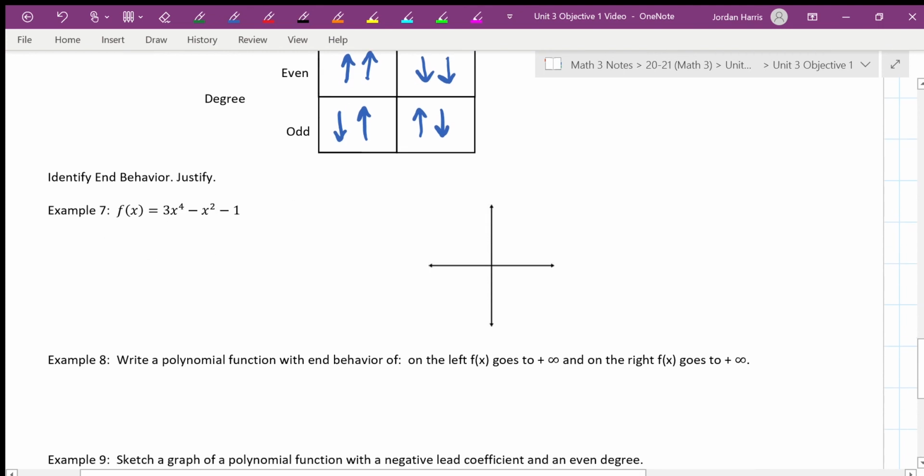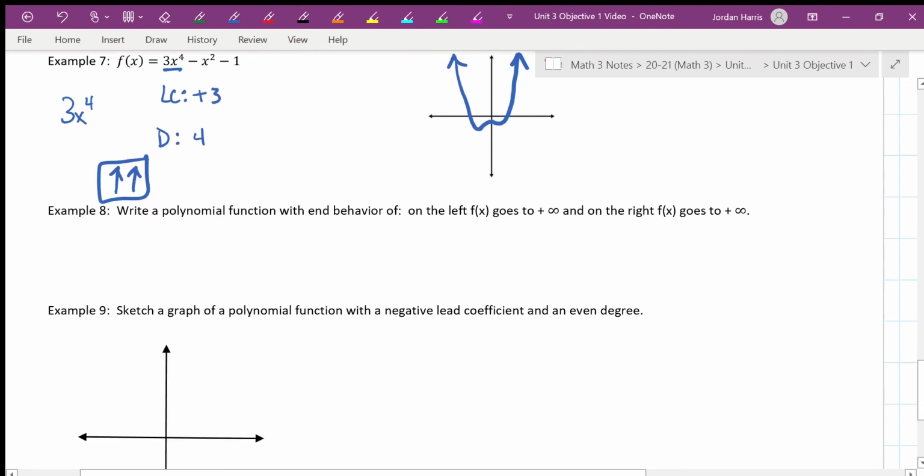Okay, so we can look at this problem right here and say identify the end behavior. Well, right here, the leading term is 3x to the fourth. Remember, it's the highest exponent, so be careful with that. They're not always in order. The lead coefficient is positive 3. The degree is 4, so it's even, so we would say up, up is the answer. Justify. We justify by making the graph. So you type this equation into Desmos, and you get something that looks kind of like that. And look, up, up. Done.